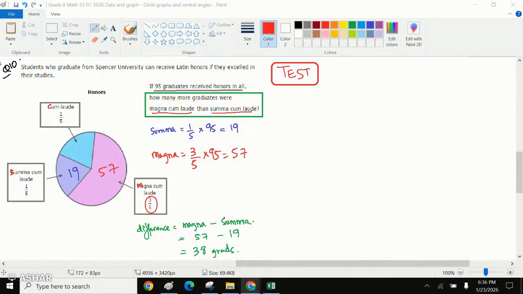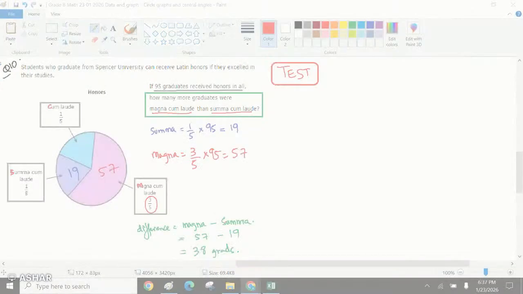Grade 8, chapter number 24, and lesson number 15, I think. Yes, 15 and test. So the first question says, just a moment, please. Let me copy this.